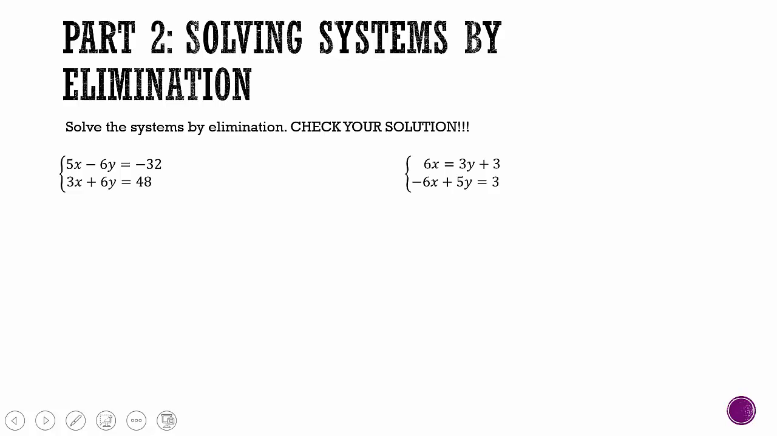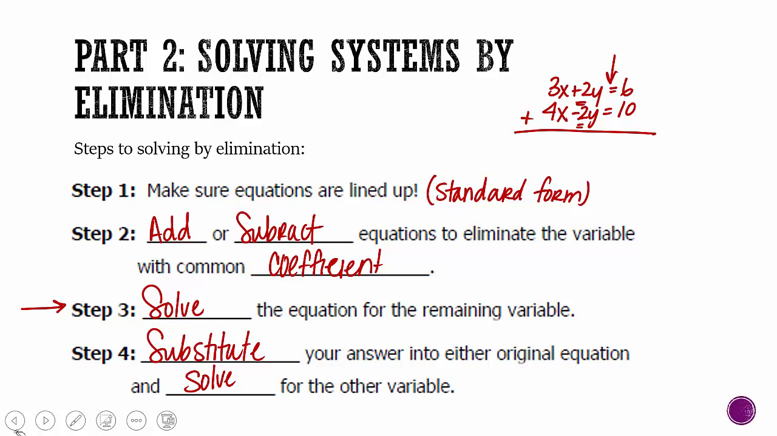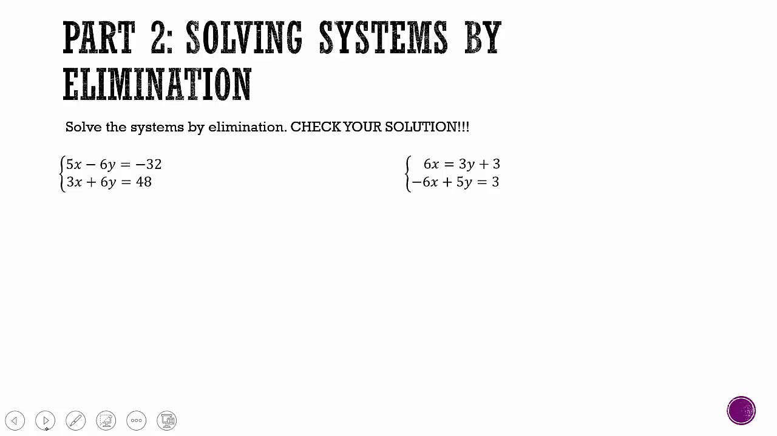So first step, make sure your equations are lined up. We have x's, we have y's, we have equal signs, and we have numbers. Everything's lined up. Now the next thing it says for us to do is either add or subtract to eliminate the variable with the common coefficient. So if we look here, I have positive 6y's and negative 6y's.